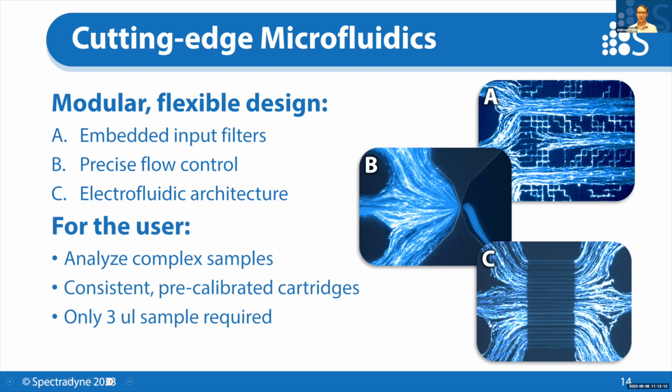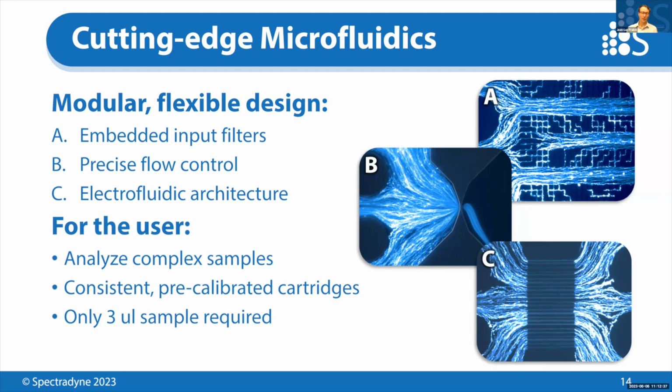Technicalities aside, what this means for the user is you can measure very complex samples on the cartridges. The cartridges are nanofabricated, they're consistent in dimensions, and so we can pre-calibrate them at the factory. And as I mentioned, because we're in a microfluidic system, only a very small sample volume is required for analysis, just a few microliters. Basically, as small as you can pipette is good enough.